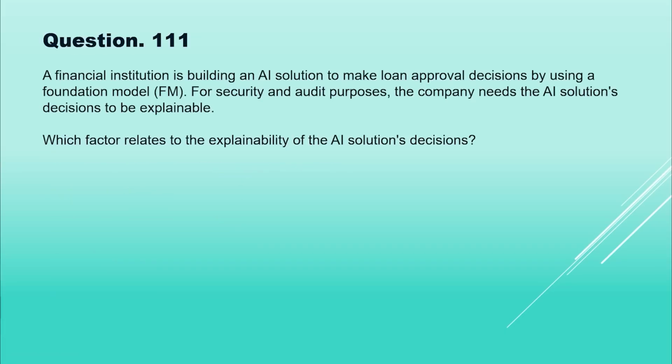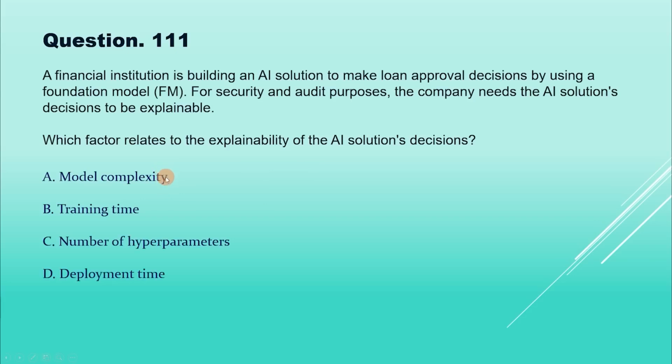Now question number 111. A financial institution is building an AI solution to make loan approval decisions by using a foundation model. For security and audit purposes, the company needs the AI solution decisions to be explainable. Which factor relates to the explainability of the AI solution decisions? Here are the options. Option A, model complexity. Option B, training time. Option C, number of hyperparameters. Option D, deployment time. So take your time to guess the correct answer here.